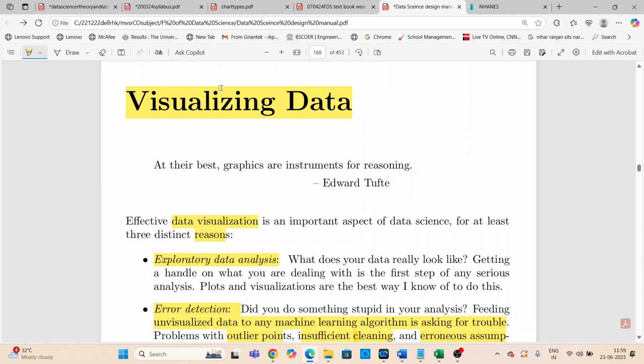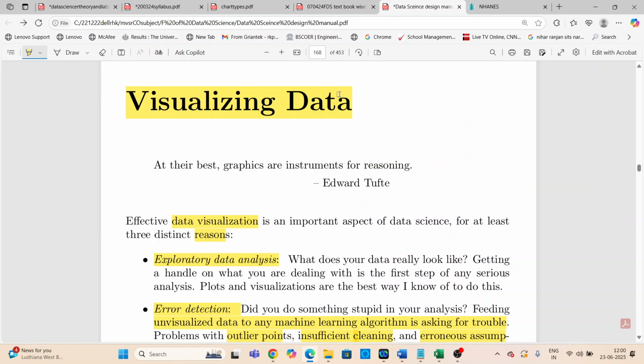The moment we say visualization, we are speaking about some pictorial representation, some graphs, some tables like that. They say a graphic or a picture speaks more than numbers or text. That is the significance of visualization. So let us try to understand the importance of visualization in the data science domain.